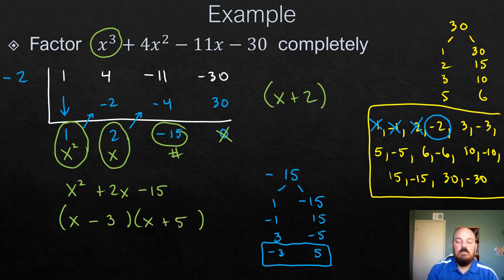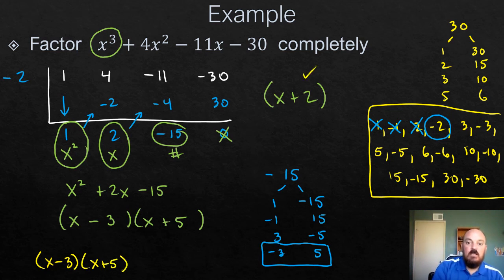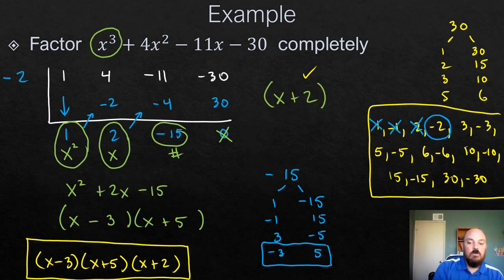Now your final answer to the question is all three of those factors put together. You can put them in any order. We have an x minus 3, we have an x plus 5, and up here we have that x plus 2. That is your final answer, and that's what we've been working towards.